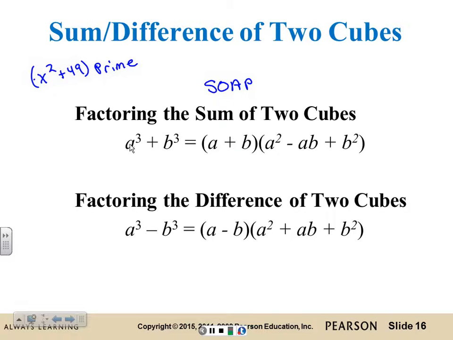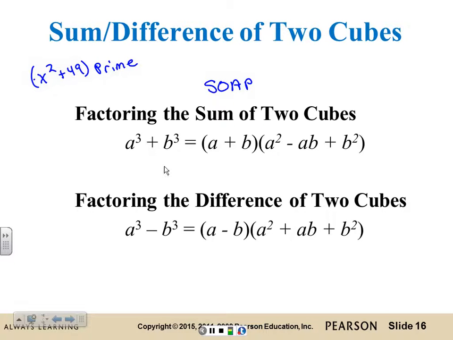I'm going to take the cube root of my first term and put it here. A times A times A gives me A cubed. And then I'm going to match that first sign, and I'm going to take the cube root of the second term and put that there. Once you get that first small binomial, you're done with your original problem.